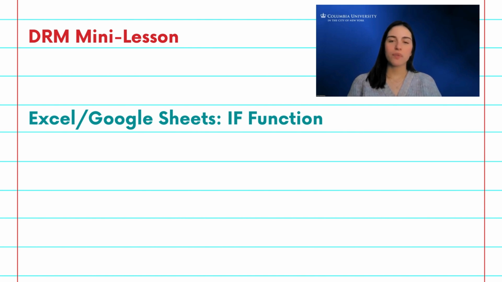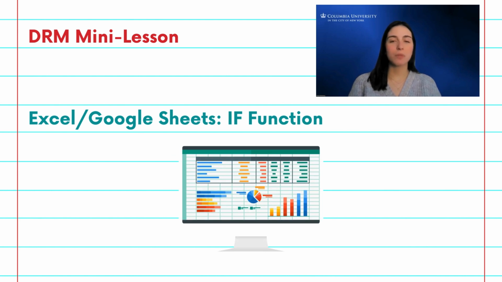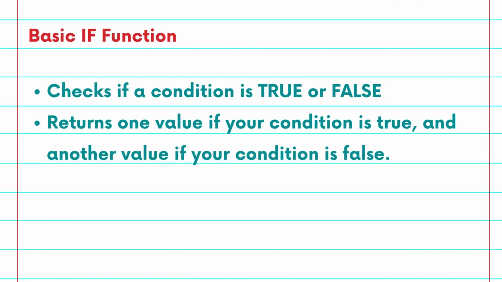If you're just starting with Excel or need a refresher, this video will help you understand how these powerful tools can make your data work for you. Let's start with the basic if function. An if function checks if a condition is true or false. It will return one value if your condition is true, and another value if your condition is false.